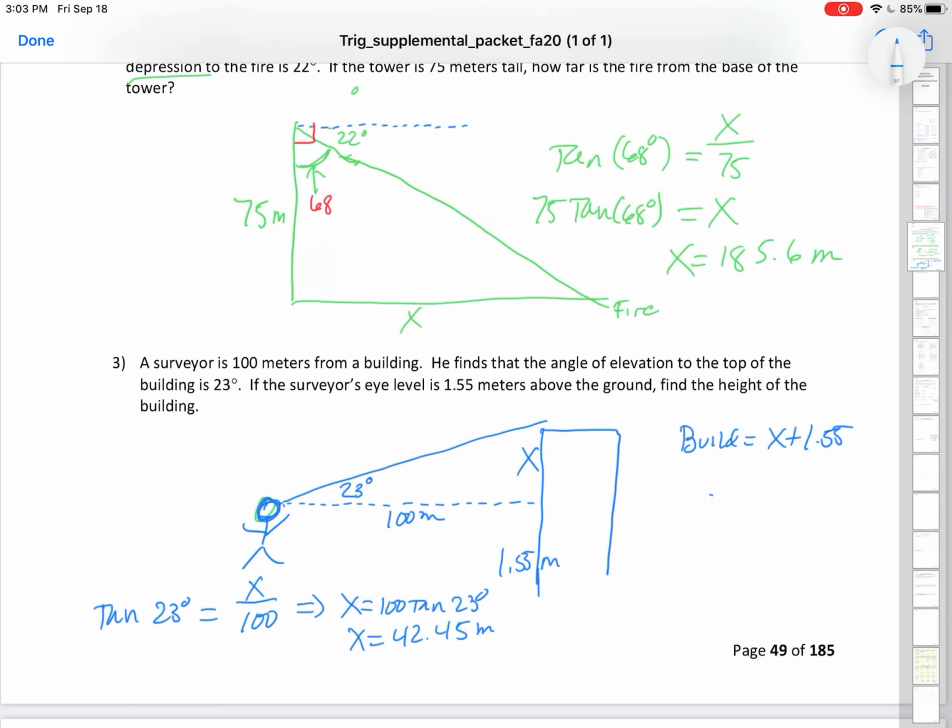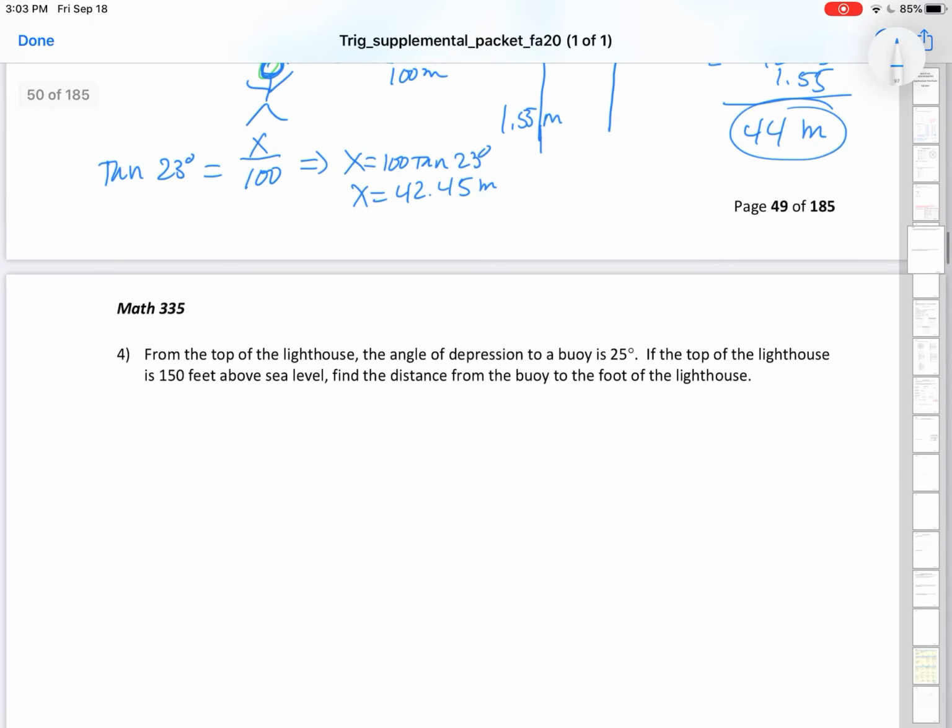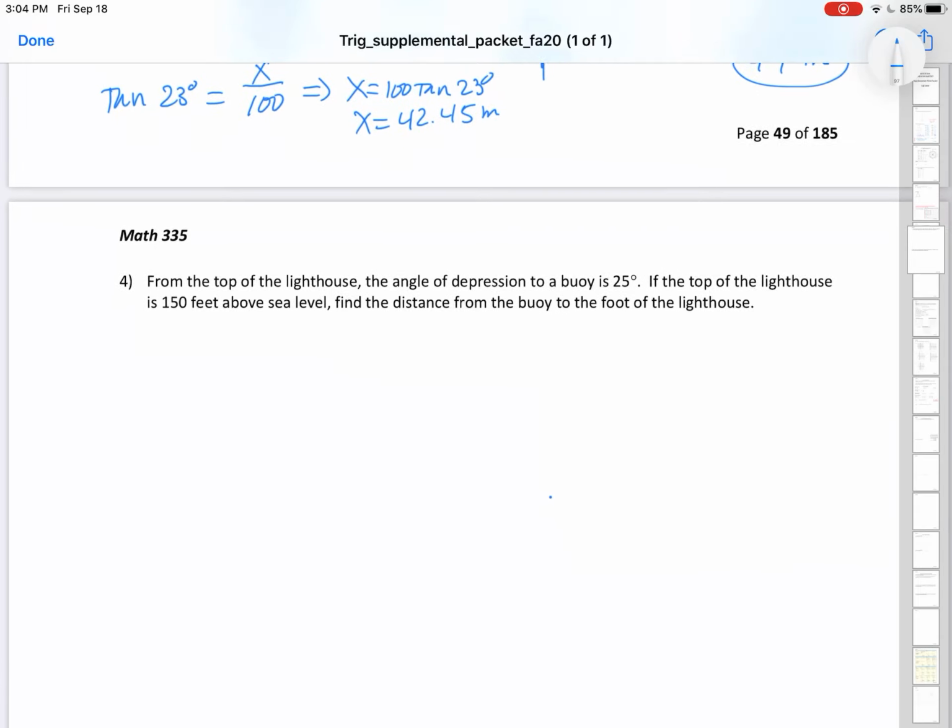Well, that's not the height of the building. Sometimes I'll get students to be like, I don't know where they came up with their number. I got 42.45. Well, that's because you forgot to add in the distance from the eyes down to the ground. And so if we look at 42.45, sorry, I didn't get my decimal point in there, 42.45, and add to that 1.55, we get a nice 44 meters. That's the height of the building, is 44 meters. Done just that nicely.